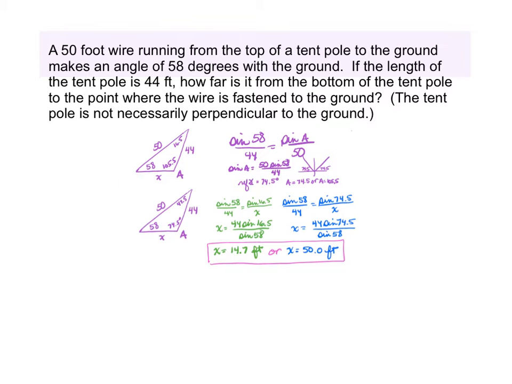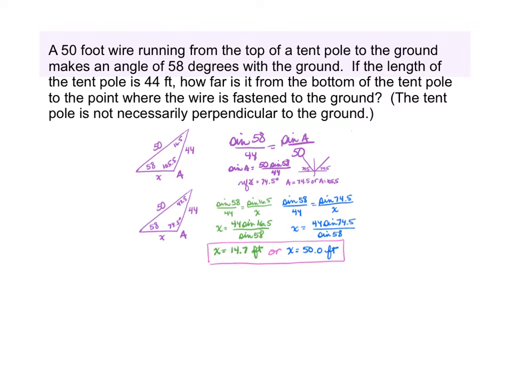meets the ground. So I drew this, put my 58-degree angle here, and set up the law of sines. Sine of 58 over the opposite side, 44, is equal to sine of A over 50. I solved and found a reference angle of 74.5. You have to remember that sine is positive in both the first and second quadrants, so my angles could have been 74.5 or 105.5, and I filled those in here and here.